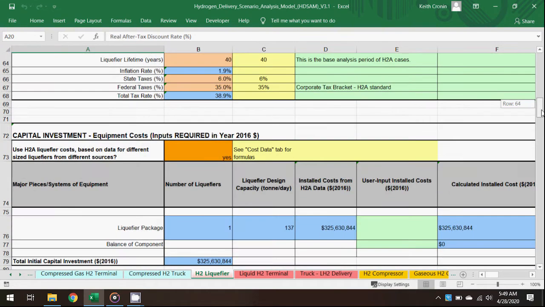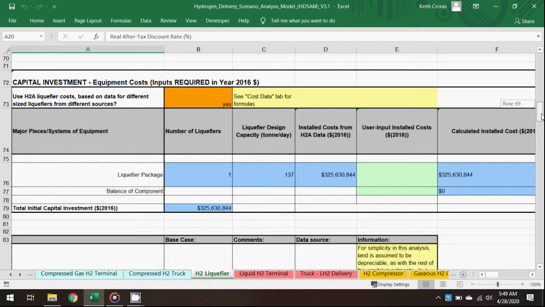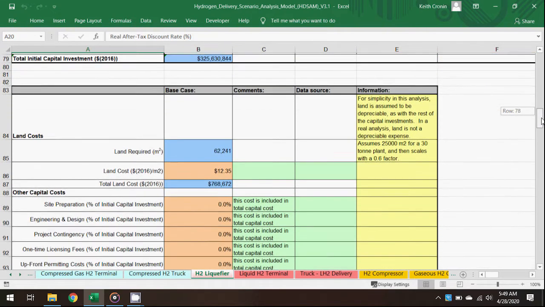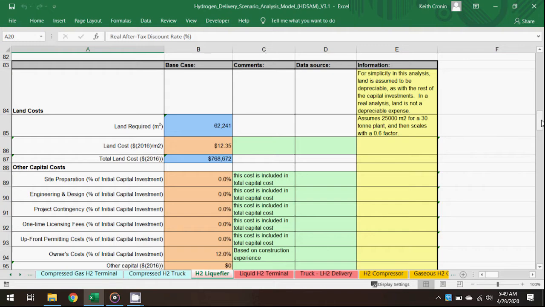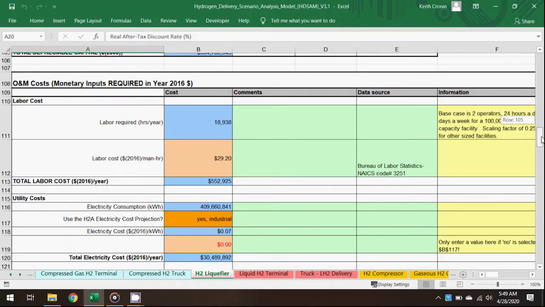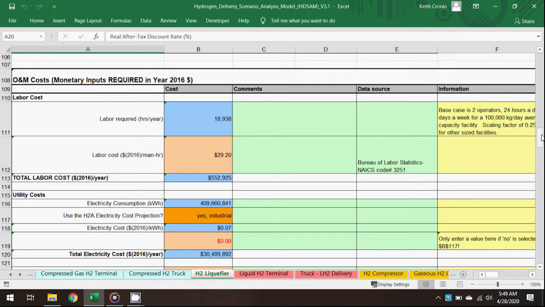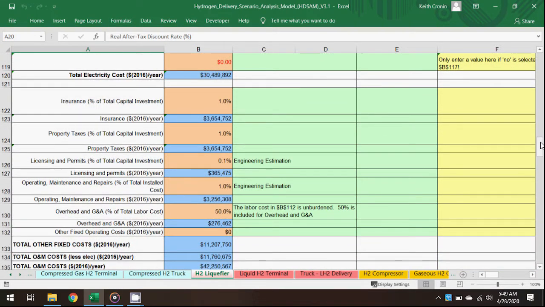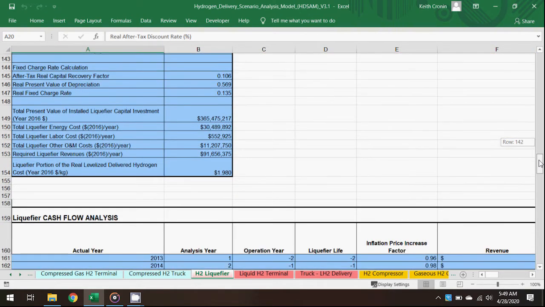Next, there are a couple of tables related to capital investment. There's an optional input in the first table for user input installed costs, and in the second table there are required inputs for land costs and other capital costs. The table that follows contains O&M costs. The significant inputs here include labor cost, electricity cost, insurance, property taxes, licensing and permits, operating, maintenance, repairs, overhead and G&A, and other fixed operating costs. The remaining tables contain all calculated cells.